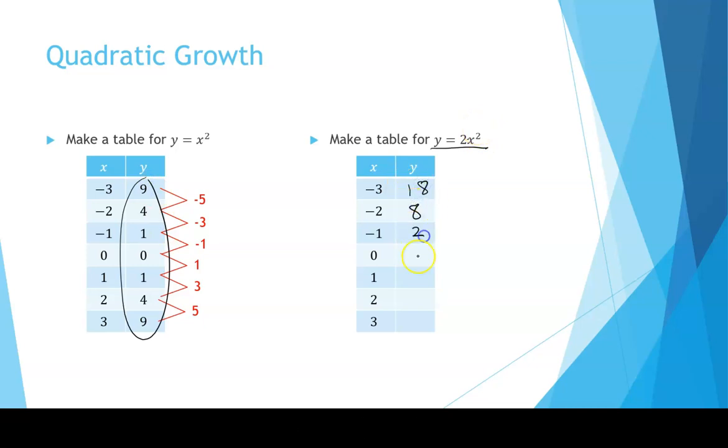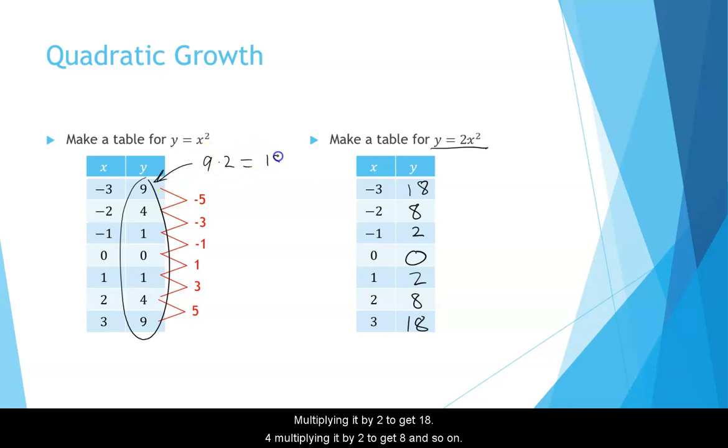18, 8, 2, 0, 2, 8, 18. And once again, where I'm getting those numbers is I'm taking 9 and multiplying it by 2 to get 18, 4, multiplying it by 2 to get 8, and so on.